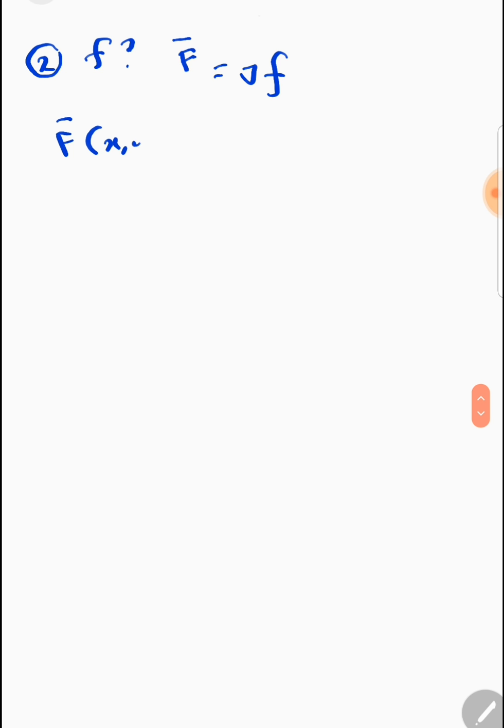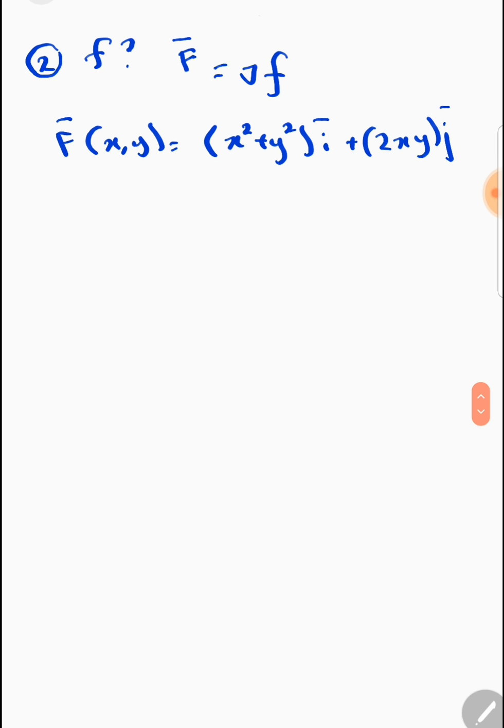So for the second part, we want to find the f, isn't it? And how is f related? We have F bar equals the gradient of f. Alright, and if my F bar, I'm just going to write it down in full over here, is equal to x squared plus y squared of i plus 2xy of j. I don't have any k component here.